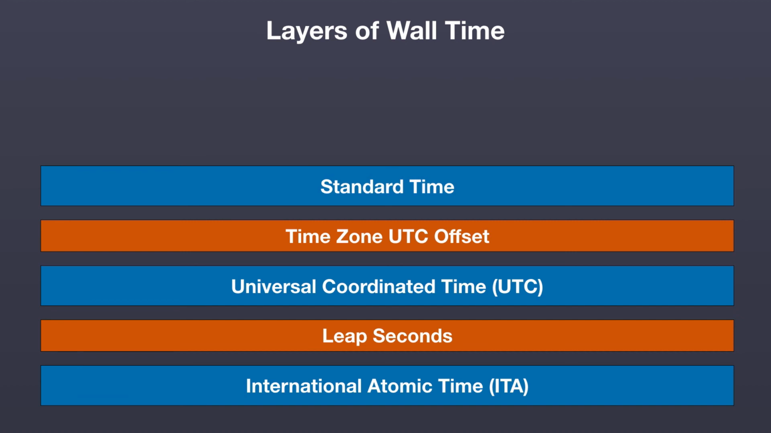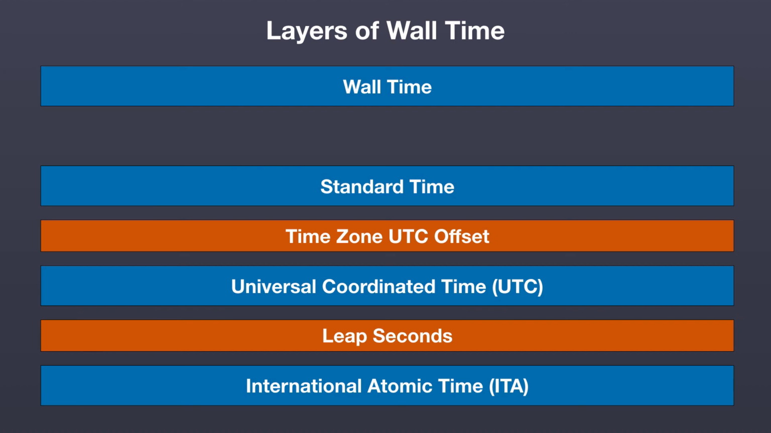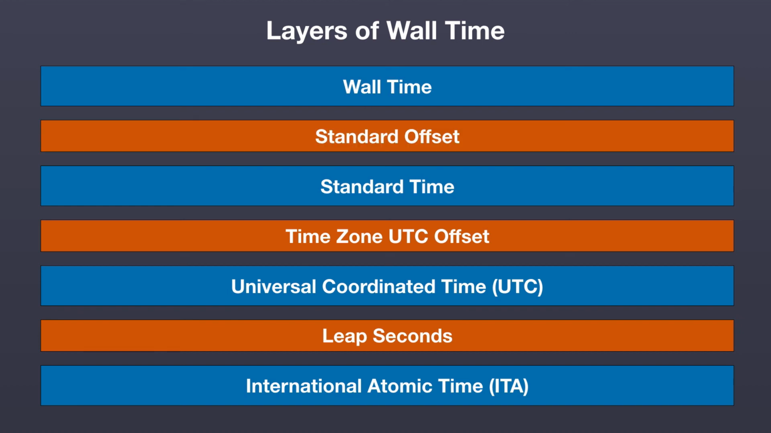Now, we're not done yet, because on top of standard time, there is a concept of wall time. And this is what it would actually say on the wall or on your wrist if you were to look at the clock. And this is devised through standard time. So basically, standard time can have what we would call a standard offset, which is basically daylight savings time.